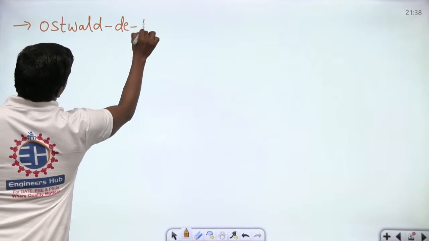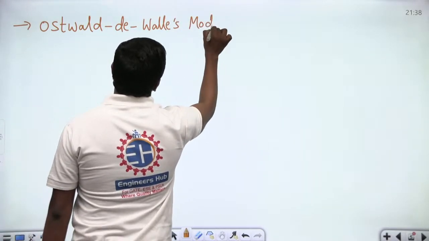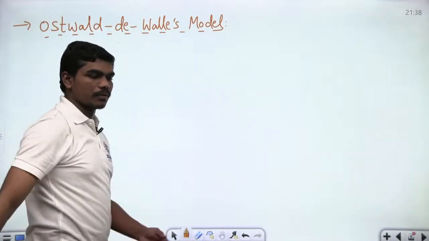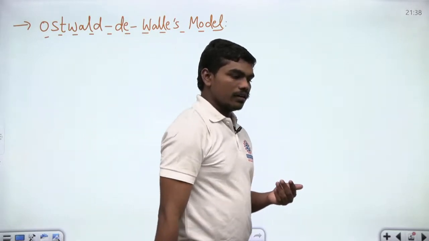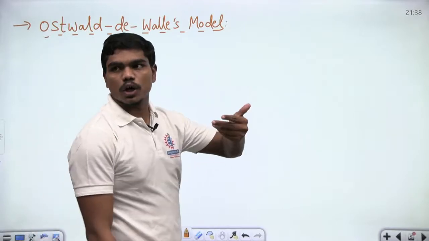de Waele model. There is something called the Ostwald de Waele model. So what is this Ostwald de Waele model, which is some advanced work? So see here. This is the Ostwald de Waele model, and let us see what it is.